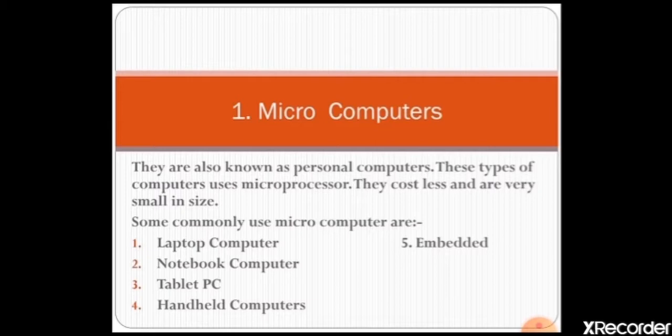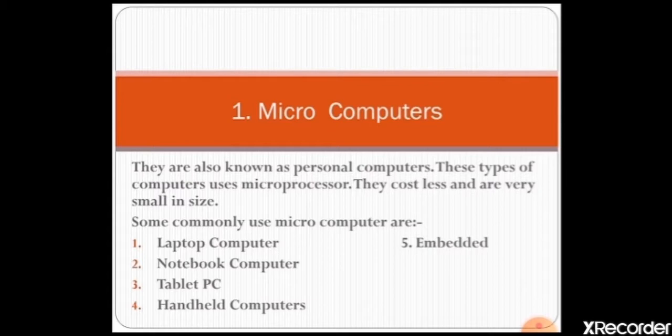Here are some commonly used microcomputers and they are laptop, notebook, tablet, handheld and embedded computers. If we talk about laptop, what is it? It is very easy to carry, so we call it a portable computer. It usually weighs very little. It's small in size and easily fits inside a briefcase also.